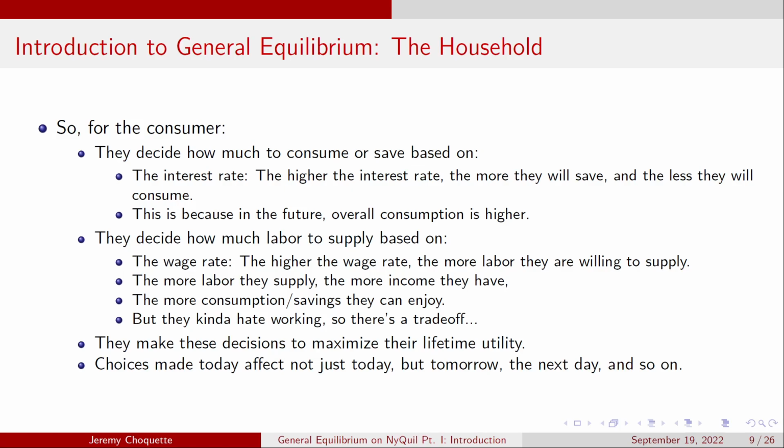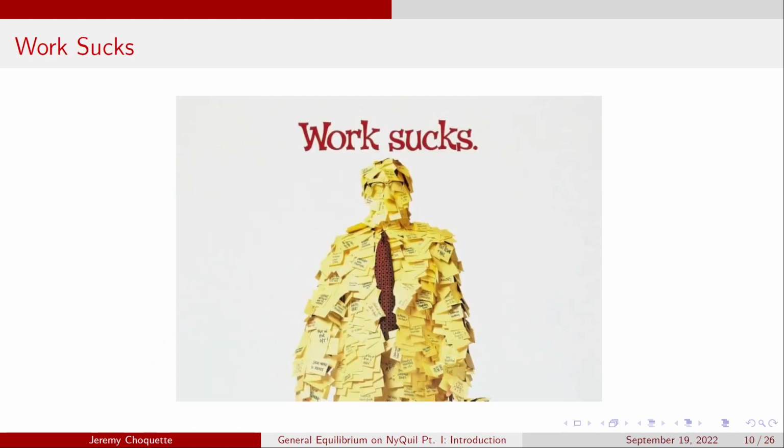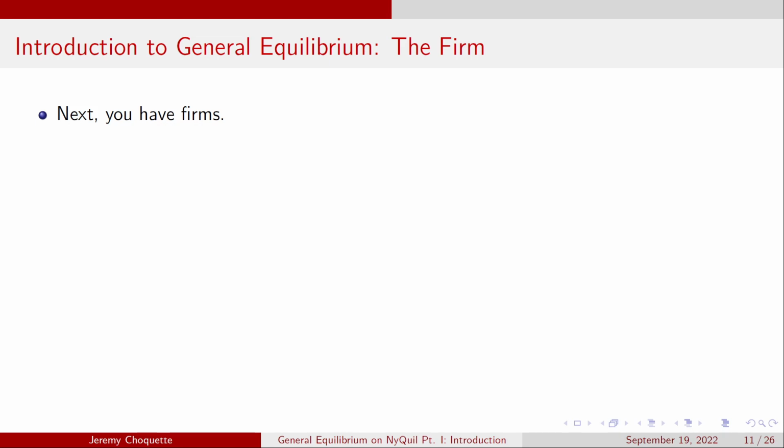And it's not just with the consumption-savings behavior. It's also with the labor supply. Because, like I said, work sucks. You don't really want to work any more than you absolutely have to. But, of course, with a nice enough wage rate, then maybe you'd be induced to work a little bit more. So that's the household.